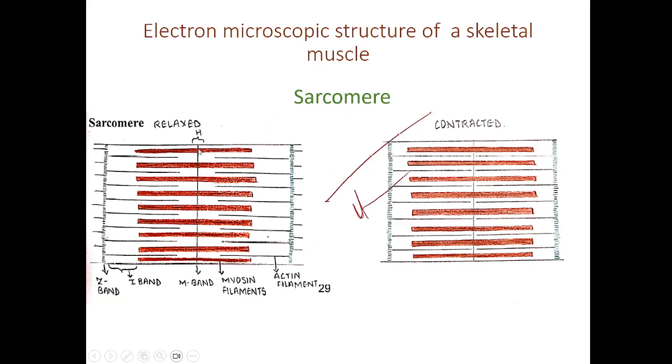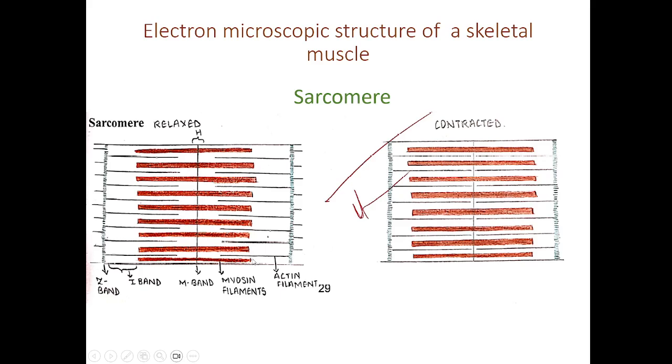Now, we will talk about the lines. We will start from the center, the center of the myosin filaments. There you can see a line that is called the M band, Mittelscheibe, in the center. After that, you can see the actin and myosin filaments overlapping each other. That is going to form a band. That will be the anisotropic band.